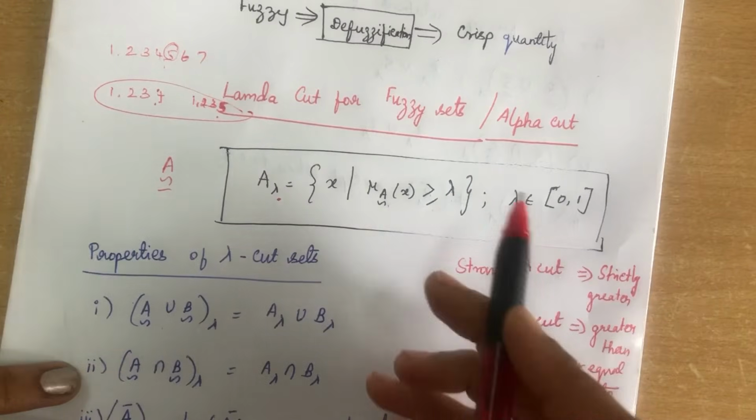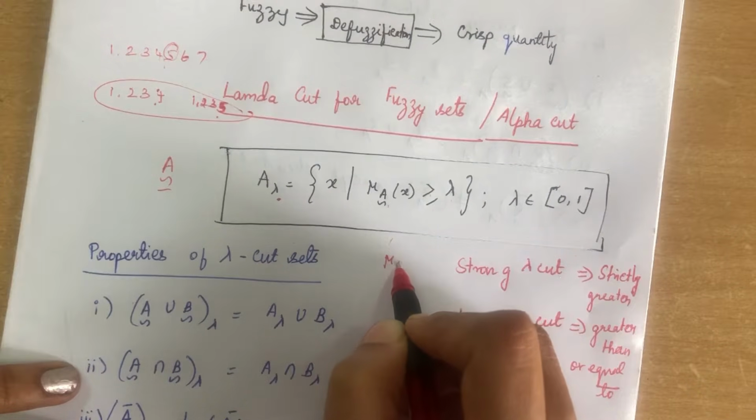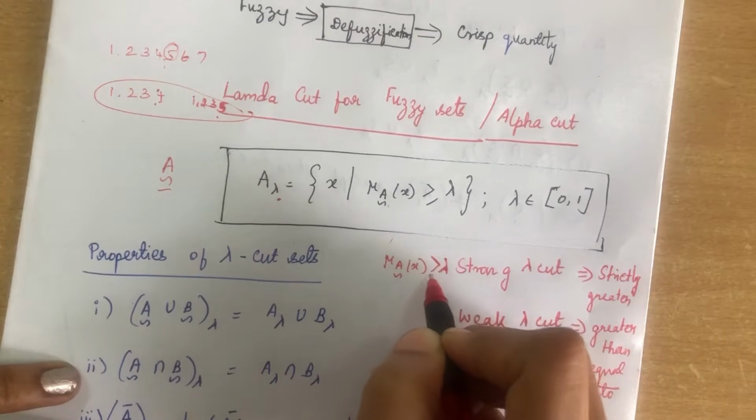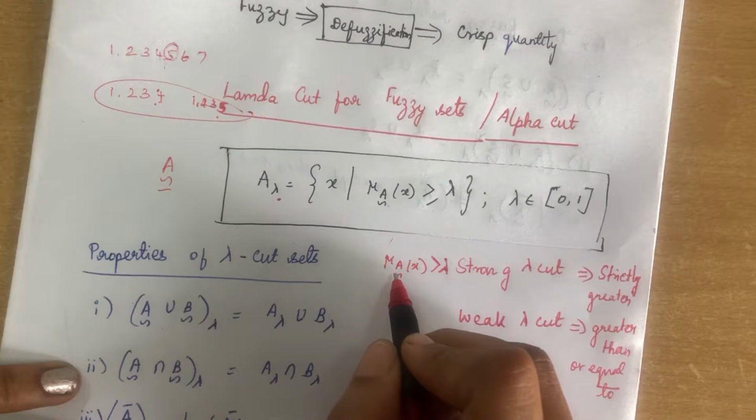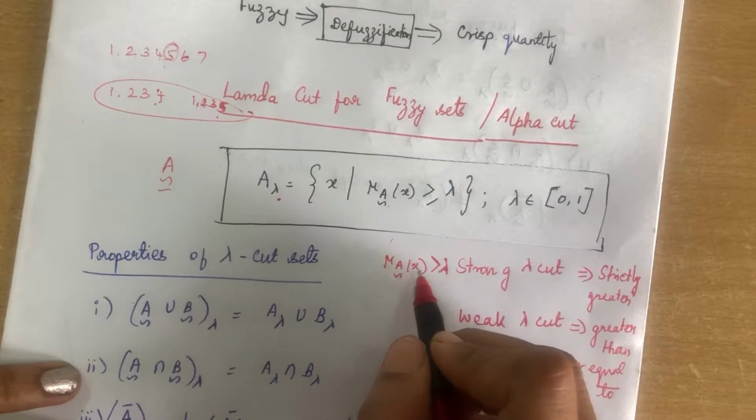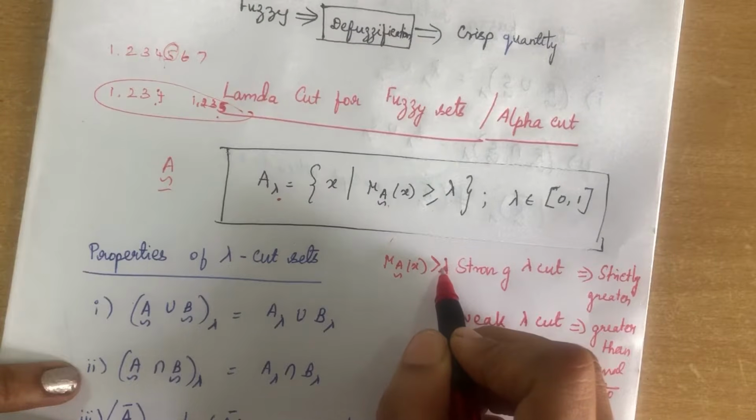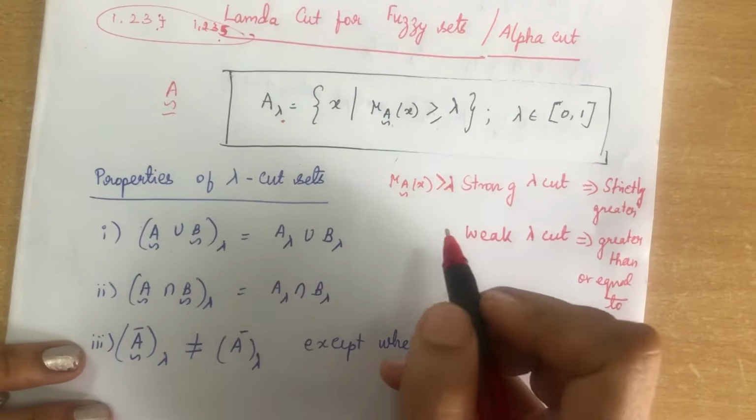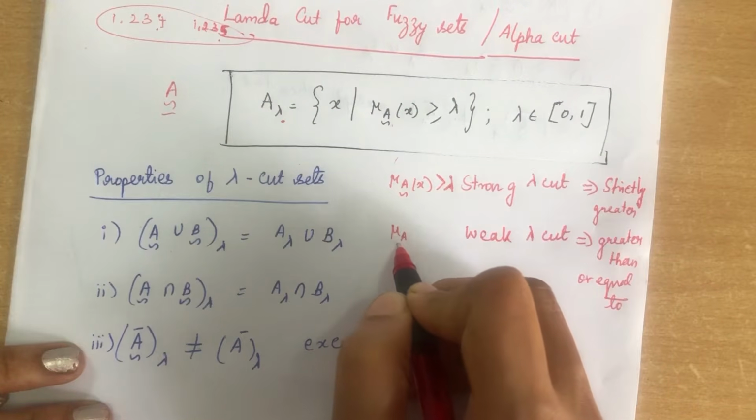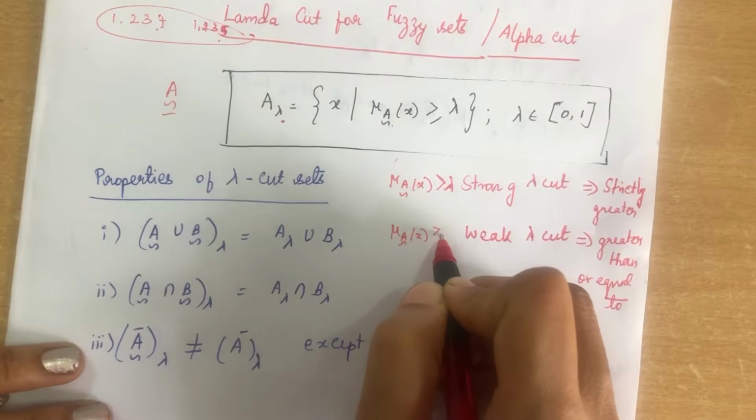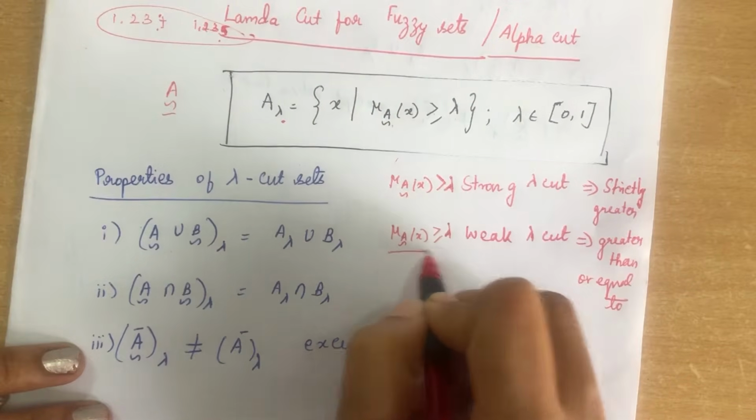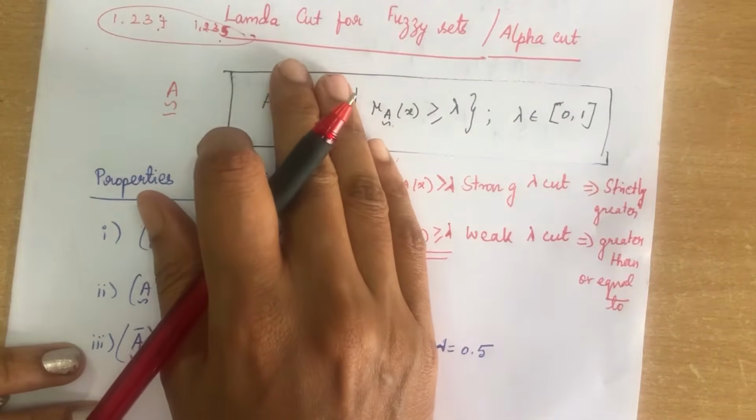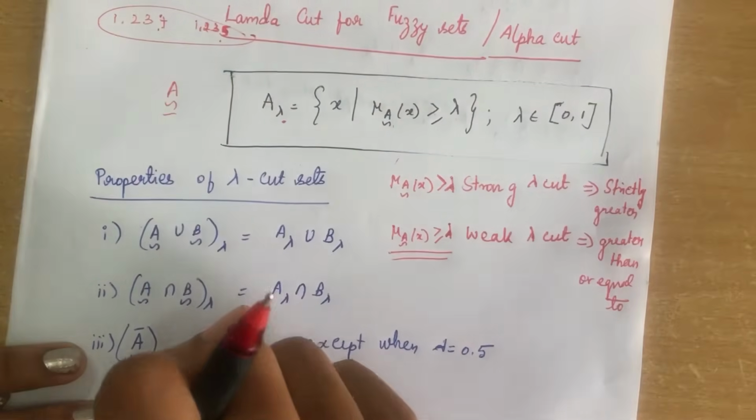What is strong lambda cut? Strong lambda cut says that if the membership values of x, for all the elements of the set, are strictly greater than the specified lambda value, then it is called strong lambda cut. Then what is weak lambda cut? Weak lambda cut is when all the values are greater than or equal to this lambda. I'll tell you with an example how we perform this, and then you'll clearly understand the lambda cut method.